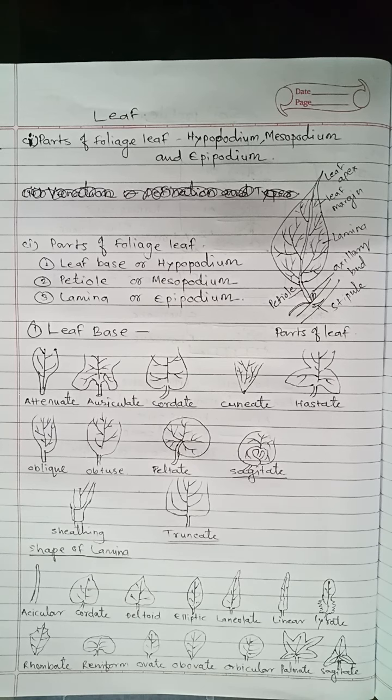Stipules. In most dicotyledonous plants, the leaf base bears two lateral appendages called stipules. The leaves which have the stipules are called stipulate leaves, and the leaves without stipules are called exstipulate leaves. The main function of the stipule is to protect the leaf in a bud condition.